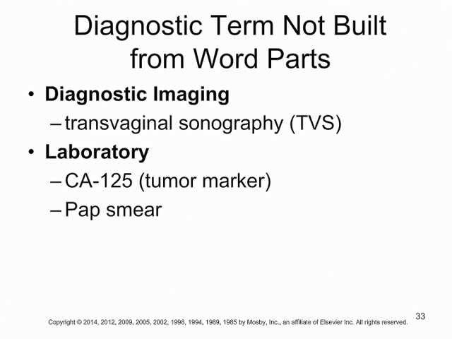In terms of lab tests, one key test for ovarian cancer is a CA-125, or cancer antigen 125 test. That is a tumor marker for ovarian cancer. So if it is elevated, that's a good indicator.